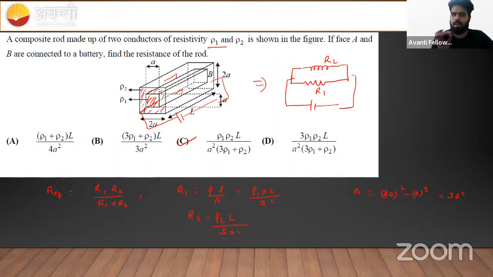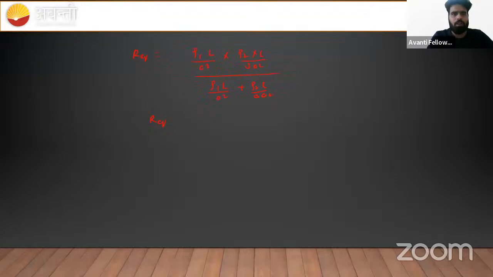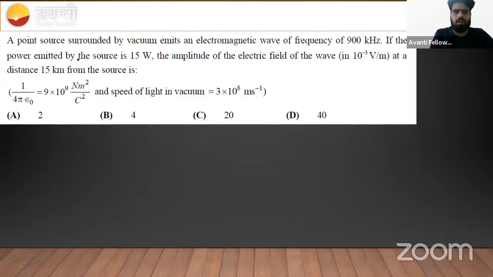What is the concept behind this problem and why have we chosen two resistances in parallel? Because the terminal voltage across both the rods is the same. Okay, beta. Let's move to the next question. The next question is again asked from the electromagnetic wave section. In this problem, what is given is that a point source is surrounded by vacuum and emits an electromagnetic wave, and the frequency of the wave is given here. The power emitted is given as 15 watt.